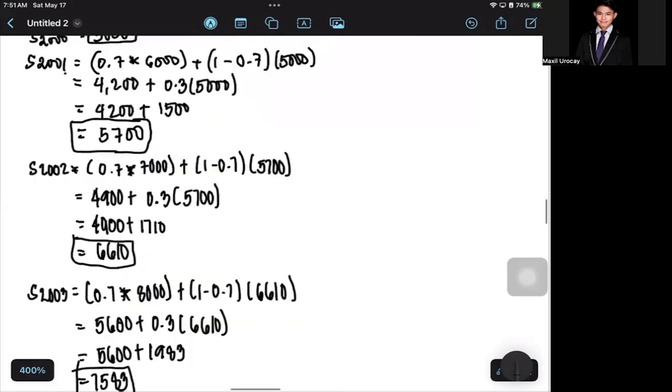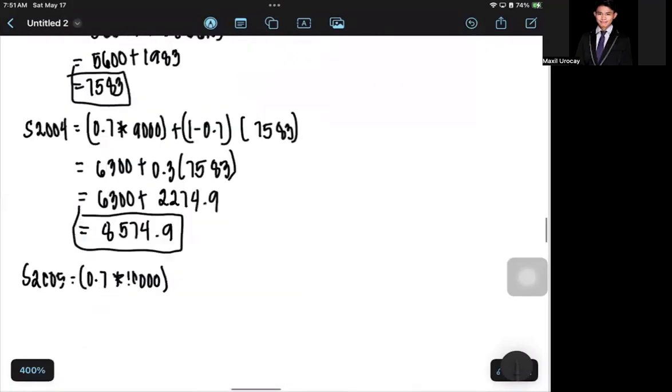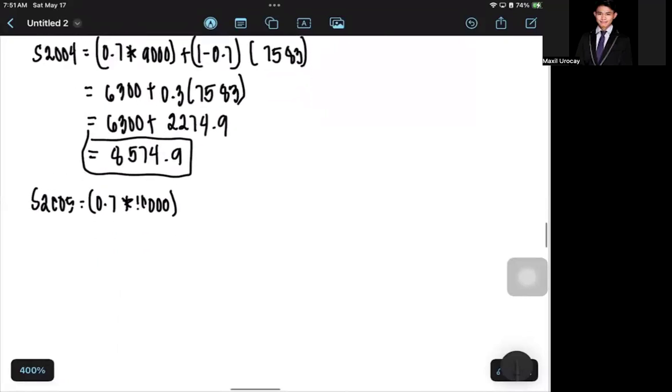Let me check. That's 10,000, right? Yeah, that's correct. So afterwards, here's 1 minus 0.7. Then your previous smooth data is 8,574.9. And then you have here 0.7 times 10,000. That equates to 7,000.